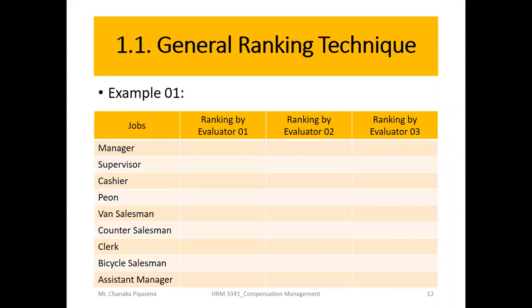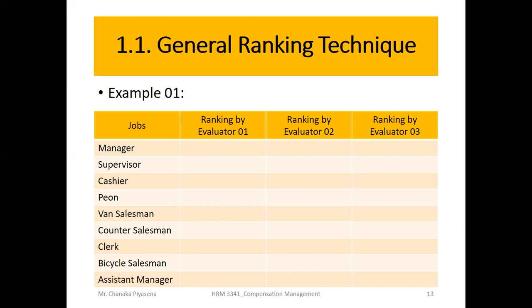This is the example for general ranking techniques. There are several jobs. I think there are 9 jobs: manager, supervisor, cashier, PM, van salesman, counter salesman, clerk, bicycle salesman, and assistant manager. There is a small organization, a buying and selling organization. There are 3 evaluators in our group of experts.